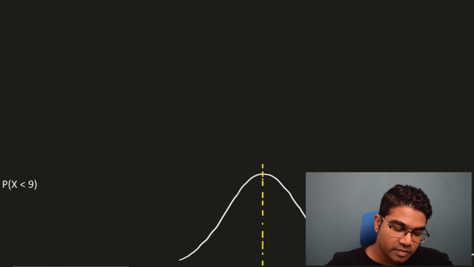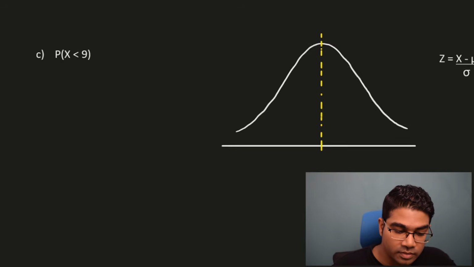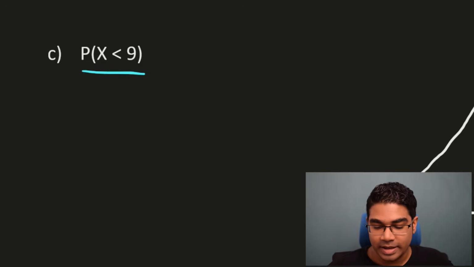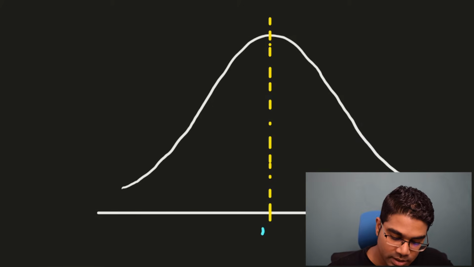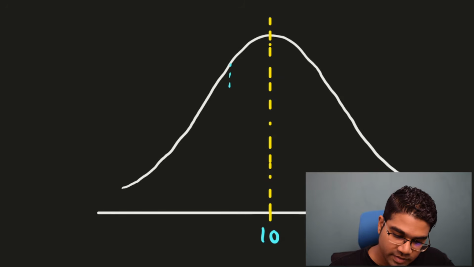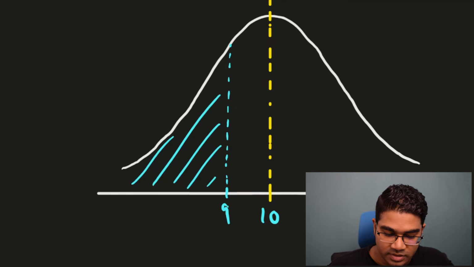What if the value was on the left side of the mean? For example, what is the probability of x being less than 9? Our mean is 10, and that would mean 9 is on the left side. And now we are looking for the probability of less than 9. So we are looking for this area.